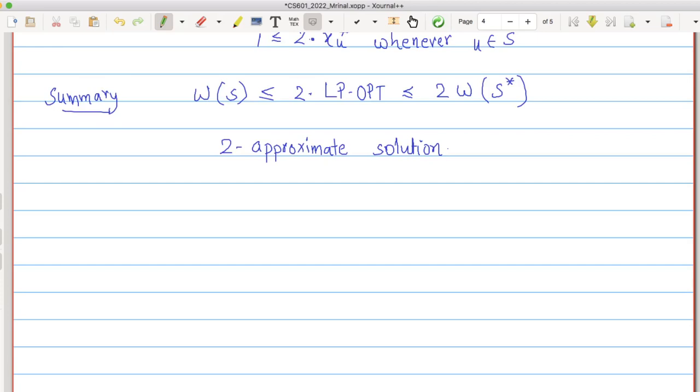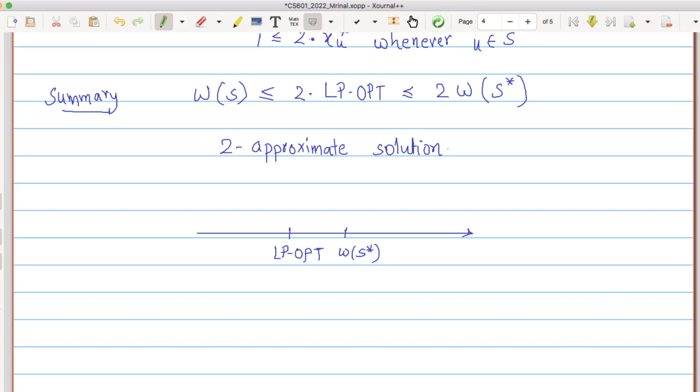Right. So just to again explain quickly how we bounded the weight of our solution. Imagine this as the number line, right? Suppose this is the LP optimal value somewhere here. First we observed that LP optimal is always going to be less than or equal to the optimal vertex cover weight, because any vertex cover is a feasible solution.